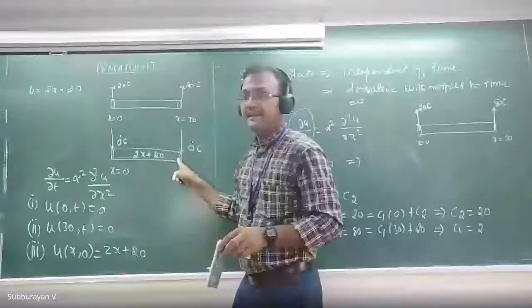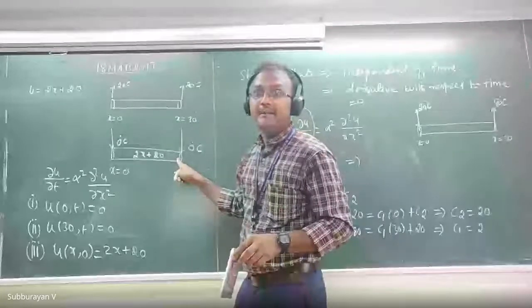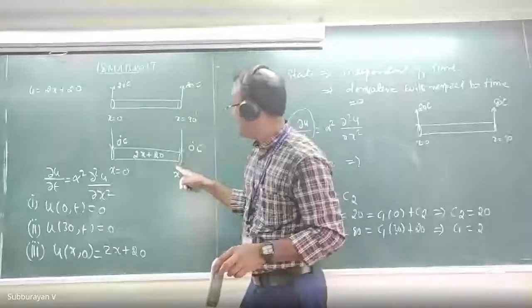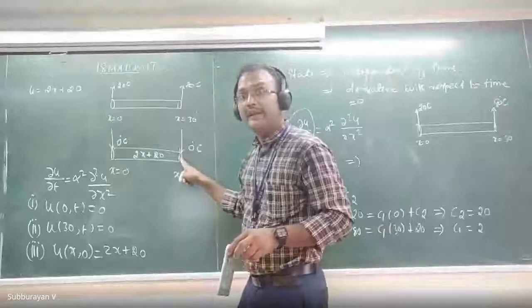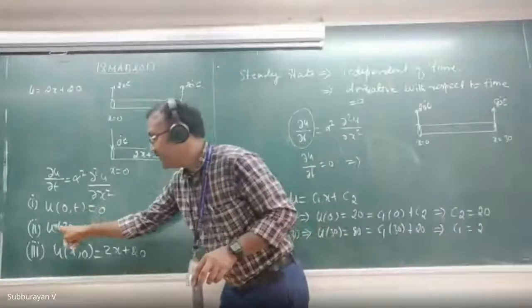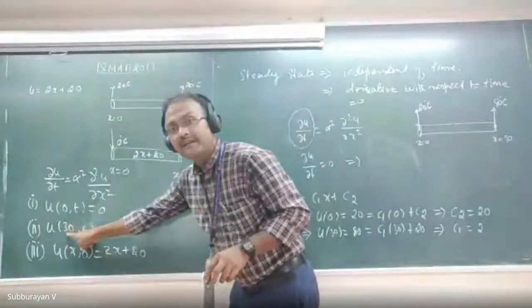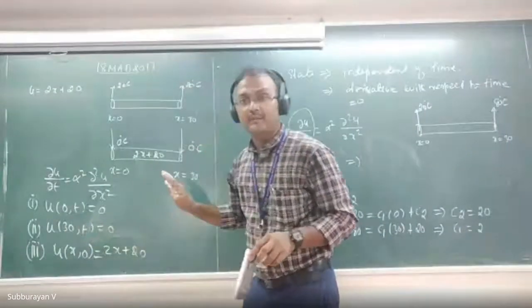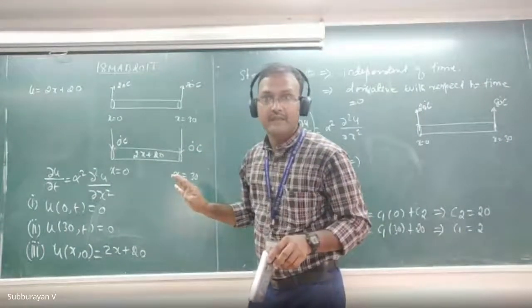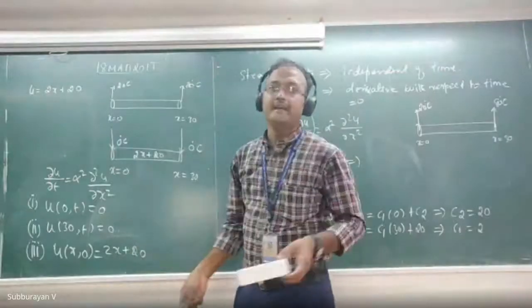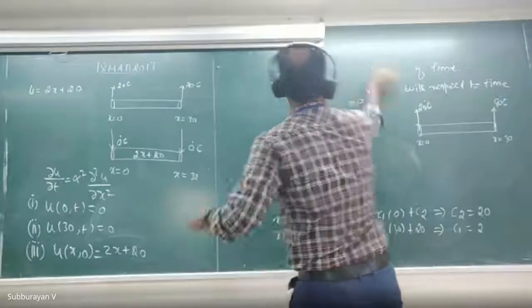Similarly, here also we are maintaining the temperature at 0 degrees at x equal to 30 for any time. So u of 30 comma t is equal to 0. Okay, this is the problem.